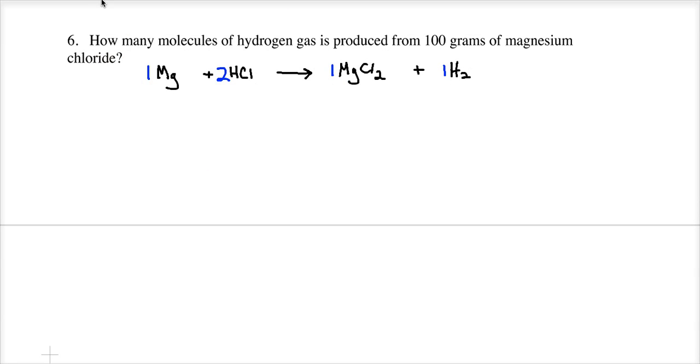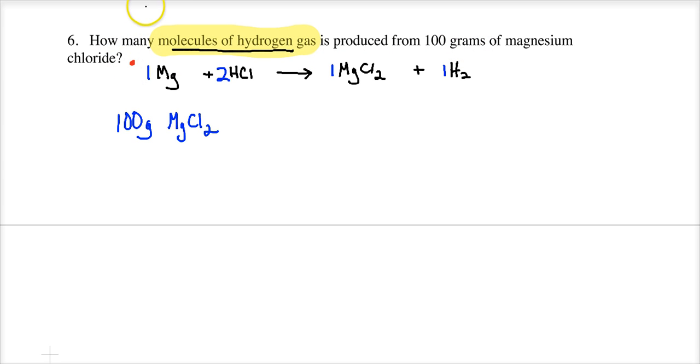Number 6 is the next problem, so let's get started. What are they giving me? They're giving me 100 grams of magnesium chloride, MgCl2. And what do they want? They want the exact number of molecules. They want the molecules of hydrogen gas. That's an exact number. Okay. Well, it's starting with 100 grams of magnesium chloride, so my starting point is right here.